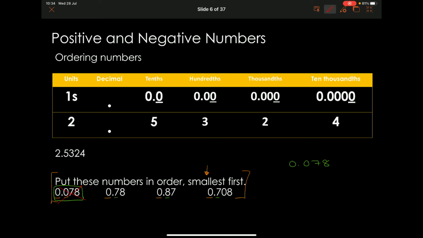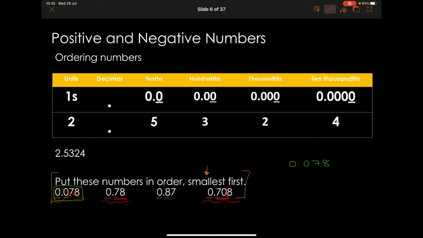So I've used this one, I don't need it anymore. This one's a 7, this one's an 8, this one's a 7. So ignoring the 8 for now, because I know that's going to be my biggest one, let's look at this number and this number. Okay, I have 0.78 and I have 0.70.